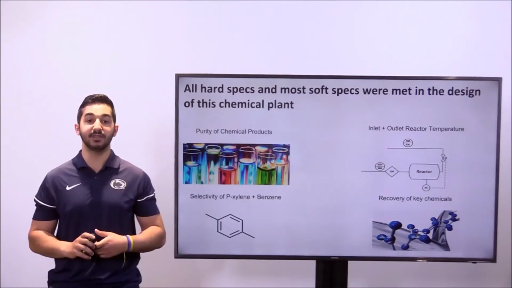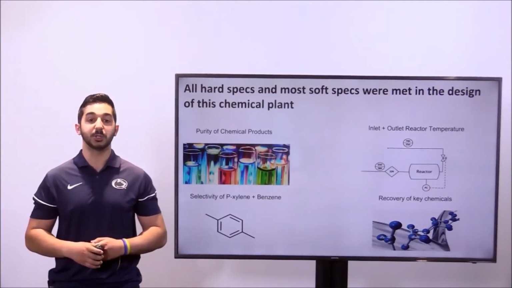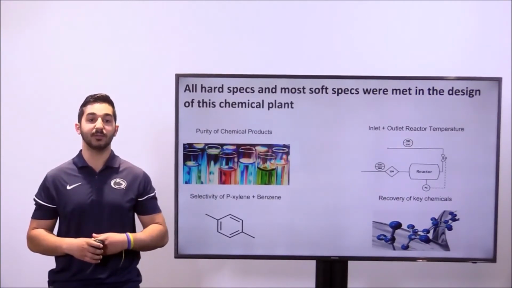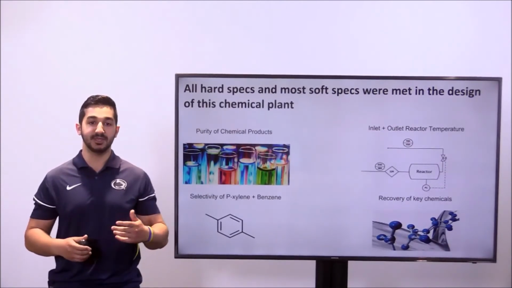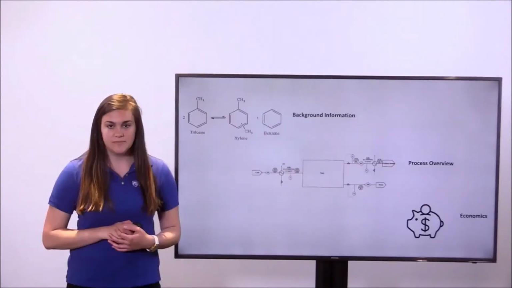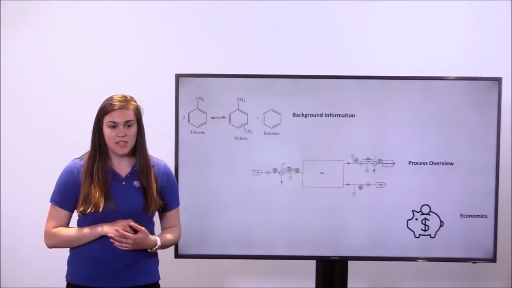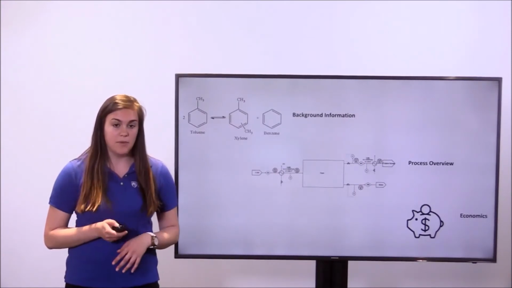The last of the hold specs that we were able to account for was the recovery of key chemicals, which just ensured that we were able to sell as much of the chemicals that we were able to start from. So now that we've covered the overall process design, we're going to go into a little bit of the actual economics of the plant.